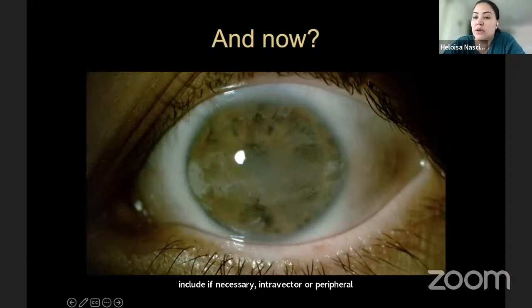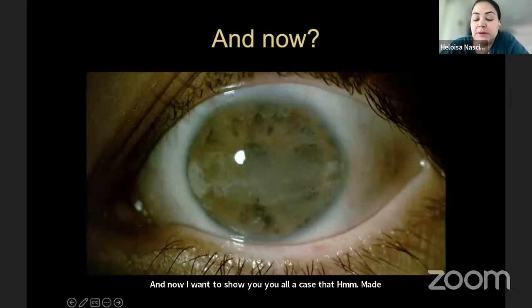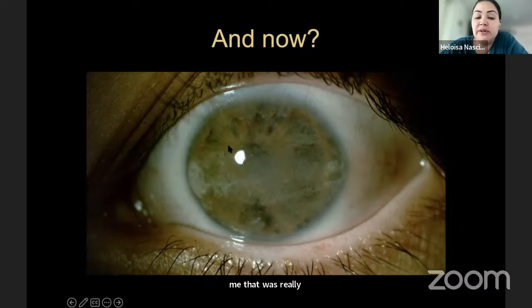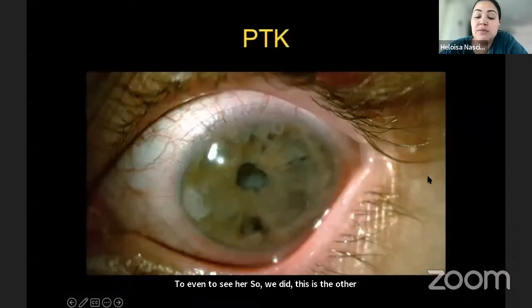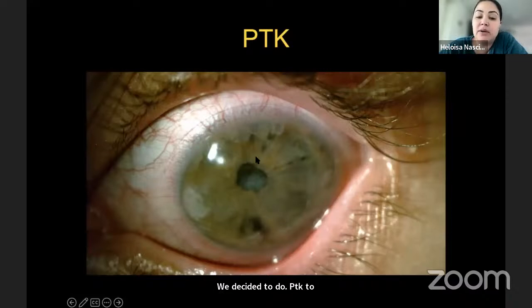And now I want to show you a case that was really interesting for me. This patient came from the north of Brazil, and she had no light perception in one eye, and this eye was her only eye. And she had a band keratopathy, anterior synechia, and I wasn't able to see her pupil. So this is the other eye, which was no light perception. We decided to do PTK to remove her band keratopathy. And then we thought that she had a cataract with posterior synechia.